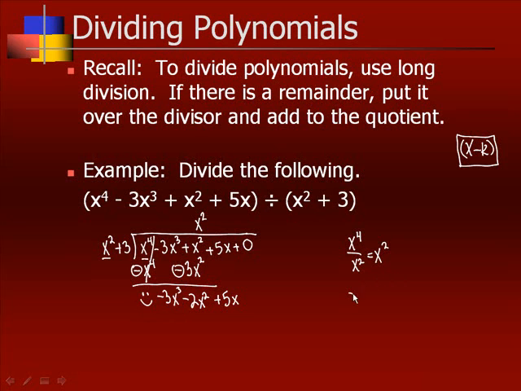Now we're ready to divide first terms again. Negative 3x to the 3rd divided by x to the 2nd would be negative 3x. So we're going to bring that over, the negative 3x. Then we're going to multiply. Negative 3x times 3 would be negative 9x, keeping our x's lined up. Negative 3x times x squared would be negative 3x to the 3rd. Now subtract, which means we're going to change the signs.